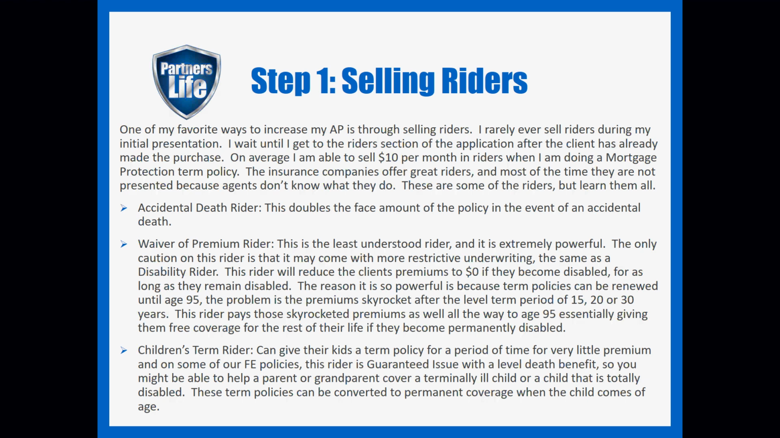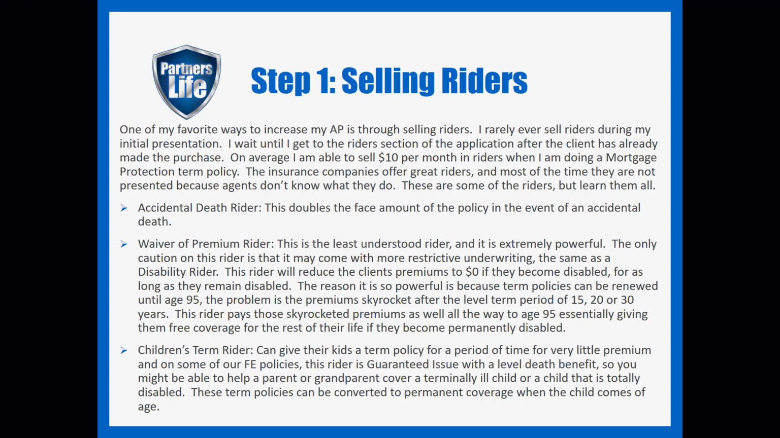Now, this rider will reduce the client's premium to $0 per month if they become disabled, for as long as they remain disabled. The reason this is so powerful is because term policies can be renewed until the age of 95. In every single situation, they can always be renewed till 95. So let's say you're meeting with a 30-year-old client. They have a 30-year term. The policy is going to last until they're 60 years old. They can continue that policy until they're 95 years old.